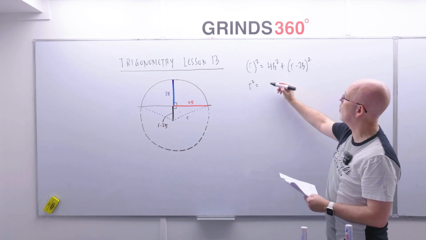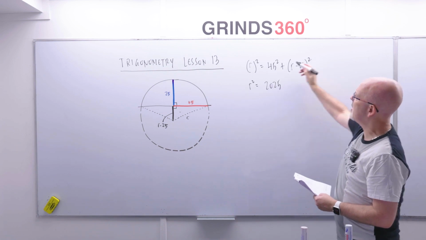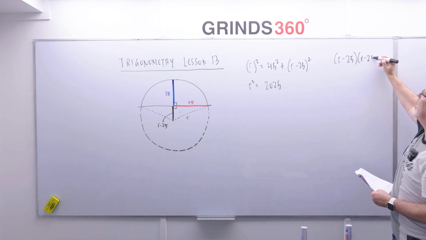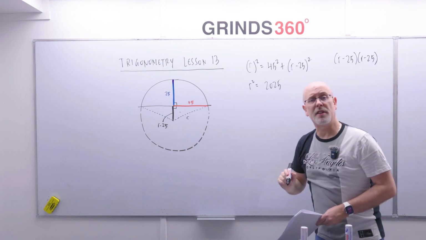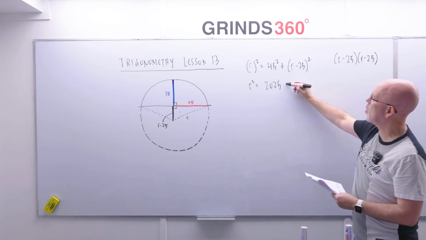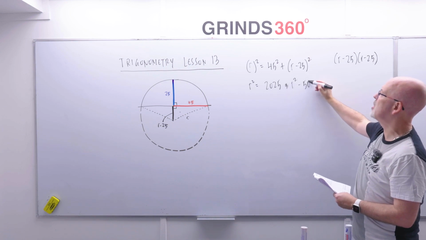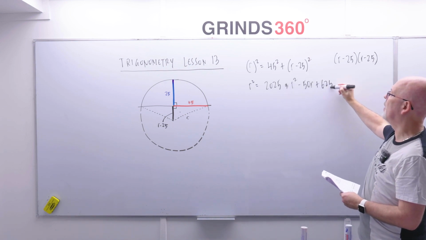Okay, so that's going to give me OR squared there. 45 squared is 2025. And if I square that bracket, remember that's just algebra: it's OR minus 25 multiplied by itself, so OR minus 25 by OR minus 25. If you do that squaring out, you get OR squared minus 50 OR plus 625.